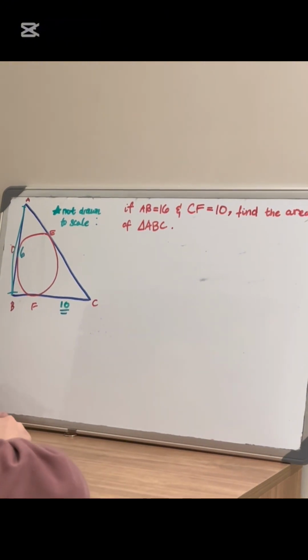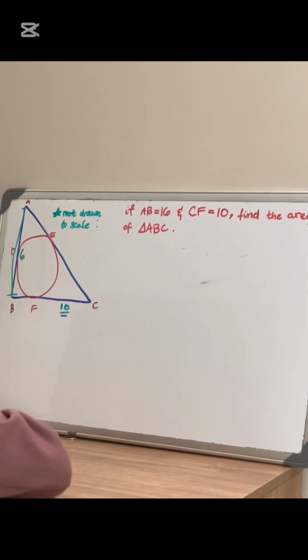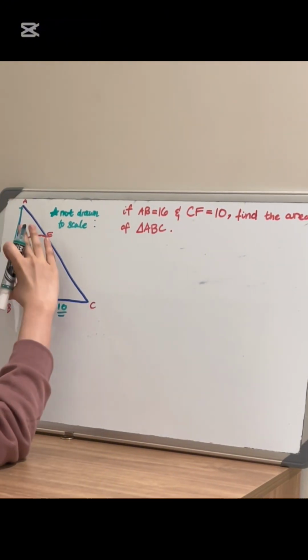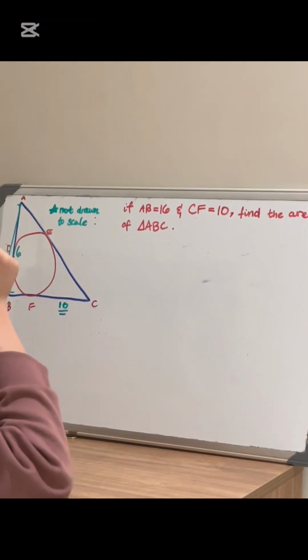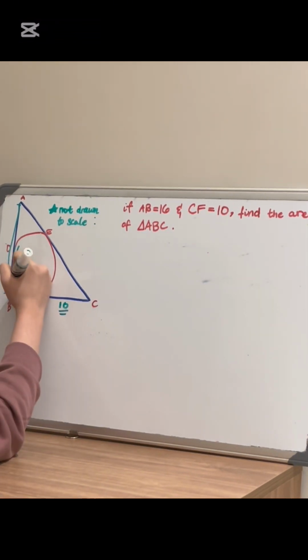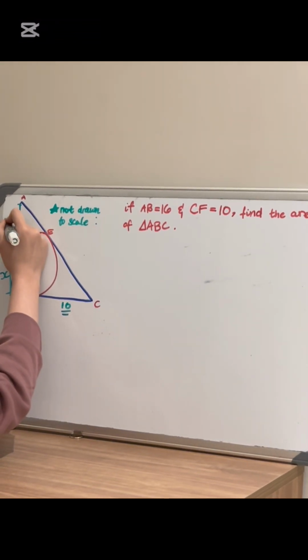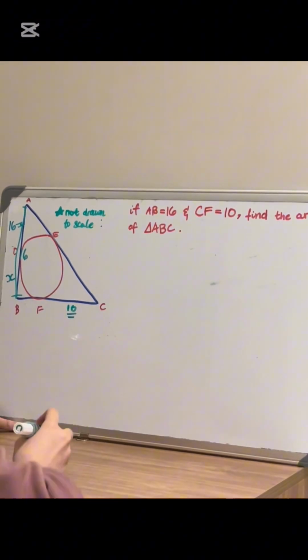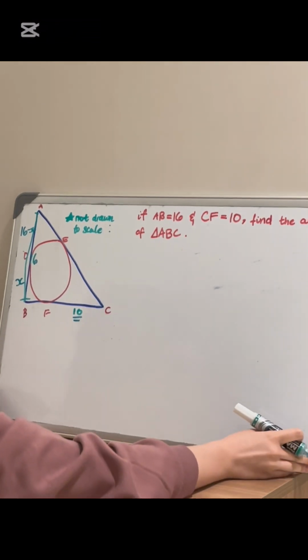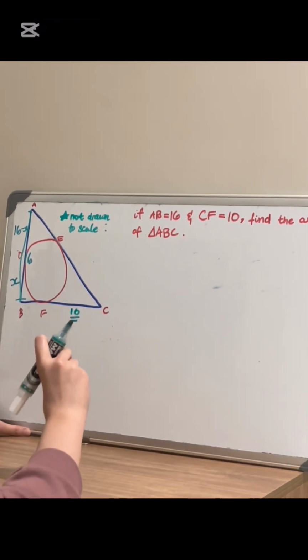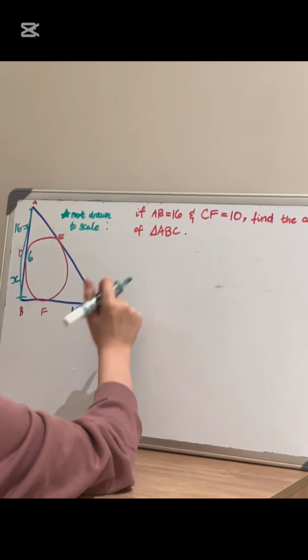Well, first, we have to split AB. Since we know that the full length is 16, let's let BD be equal to x and AD be equal to 16 minus x. Now, to get the remaining sides of this triangle, we have to follow a theorem.